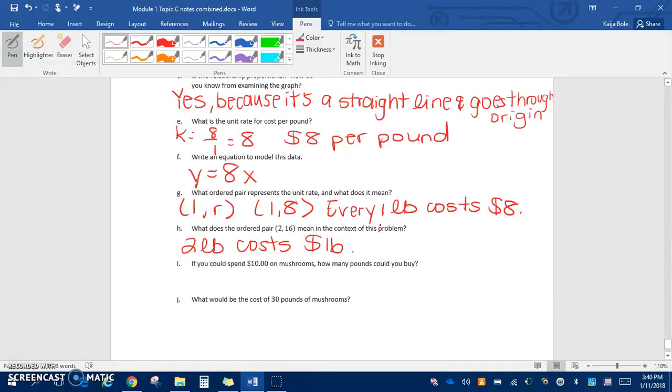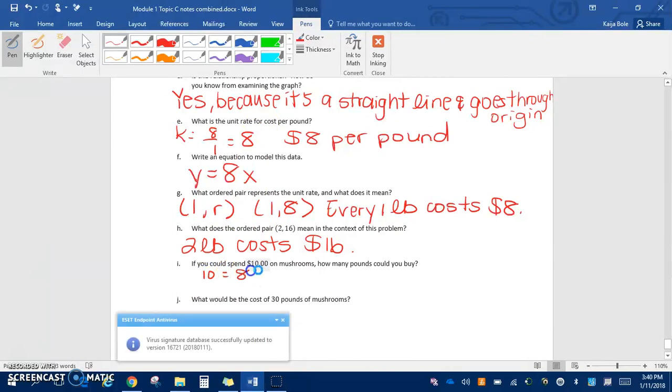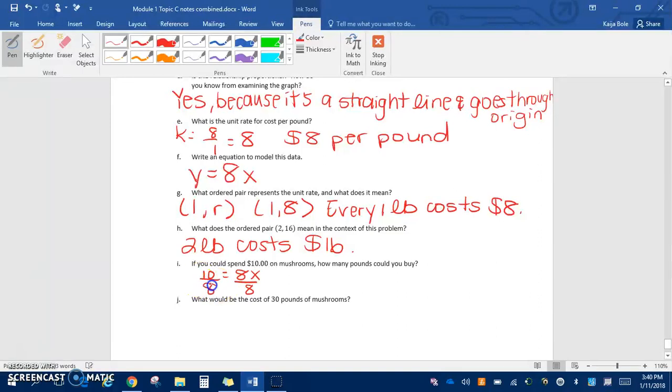Alright, part I says, if you could spend $10 on mushrooms, how many pounds could you buy? So we're going to use our equation. So if they gave us money, money is y, so we're going to plug in 10 for y, and this equals 8x. So that means we have to divide by 8 on both sides. So 5/4 equals x, but it's money, right? So first let's convert it to a mixed number. So this would be 1 1/4, and this is a lot easier to write than in dollars. This would be $1.25.